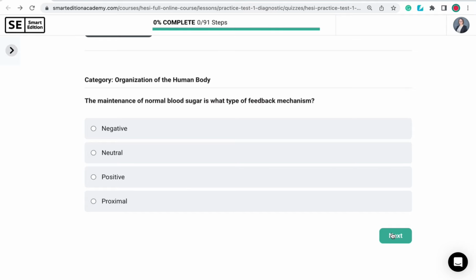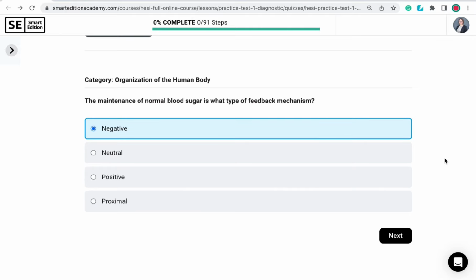So our next question is, the maintenance of normal blood sugar is what type of feedback mechanism? Is it negative, neutral, positive, or proximal? So our correct answer here is negative.